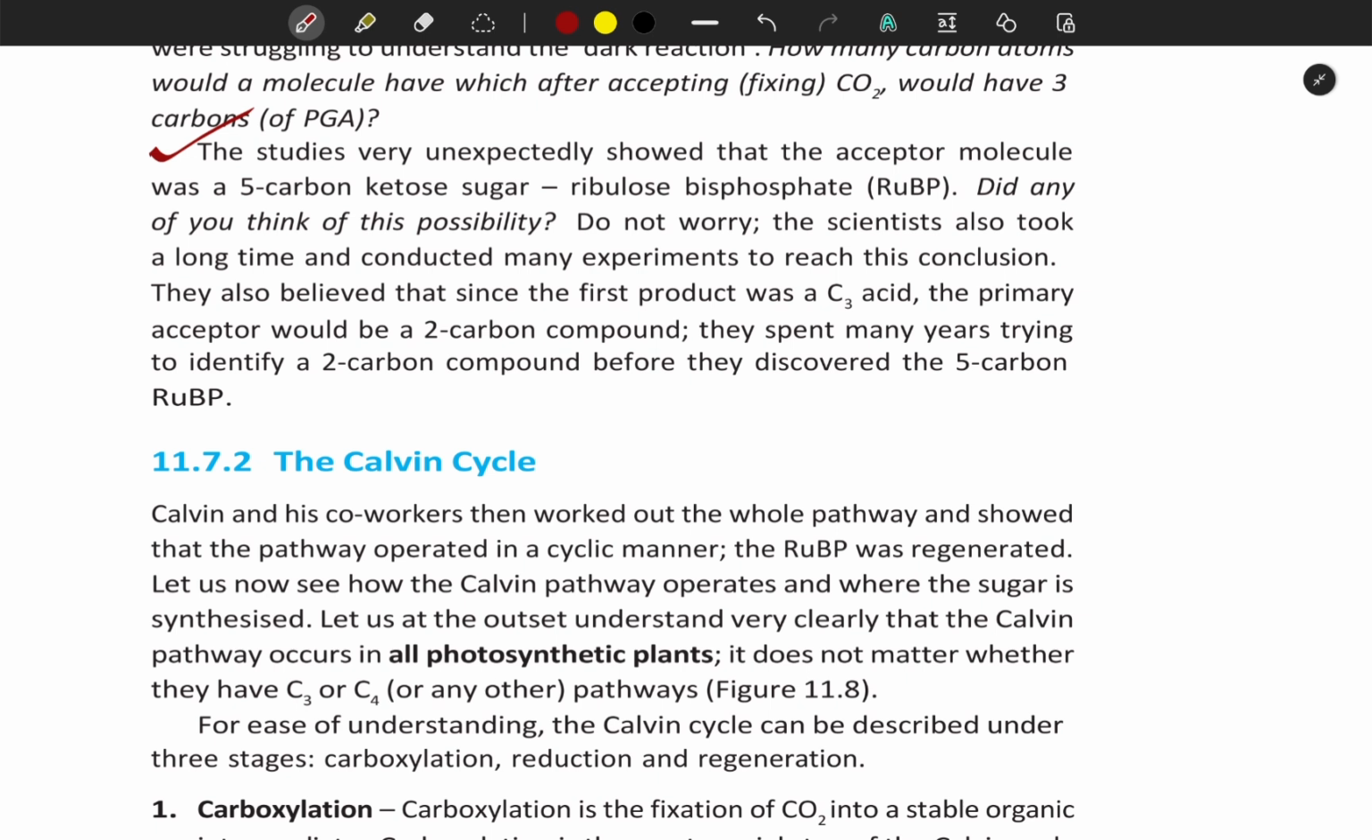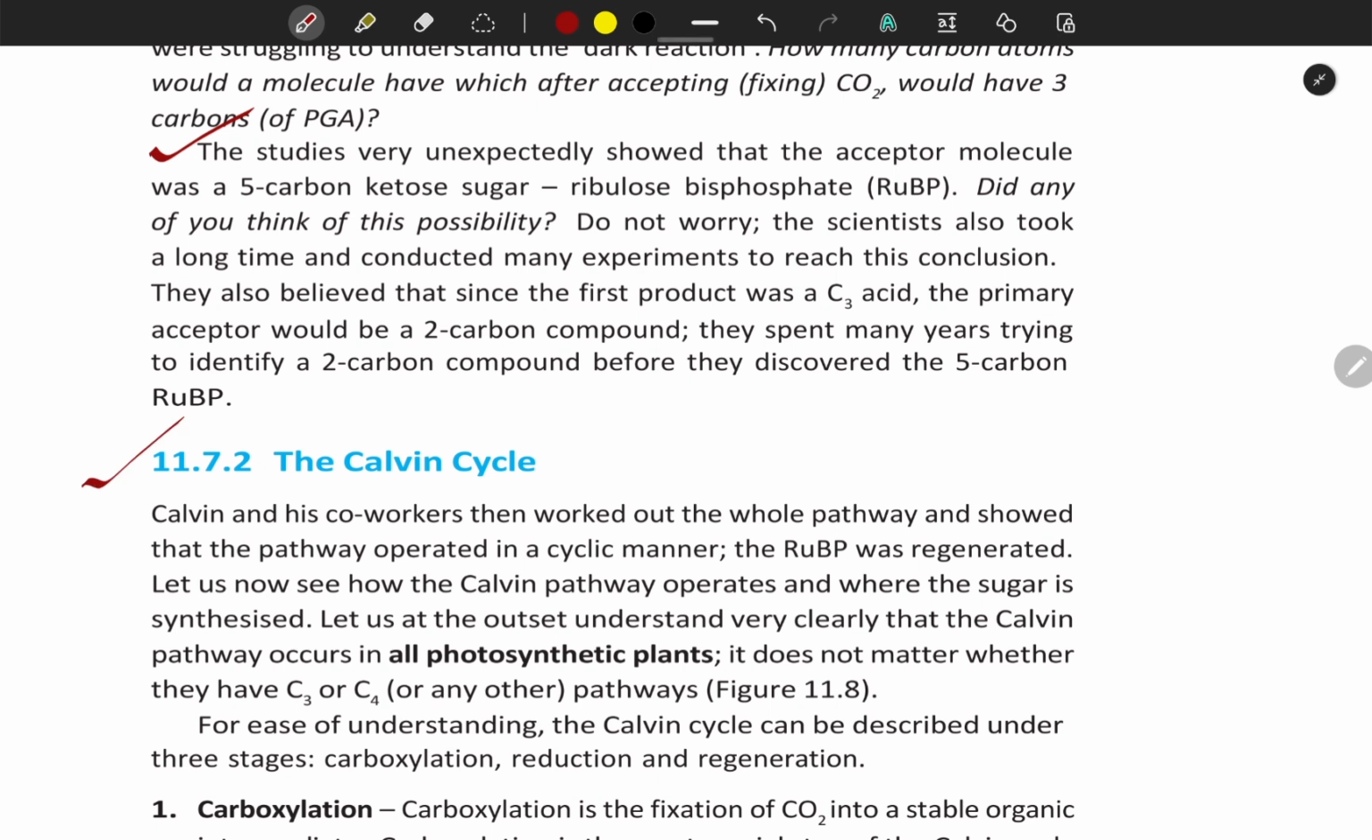Did any of you think of this possibility? Do not worry. The scientists also took a long time and conducted many experiments to reach this conclusion. They also believed that since the first product was a C3 acid, the primary acceptor would be a 2-carbon compound. They spent many years trying to identify a 2-carbon compound before they discovered the 5-carbon RuBP.